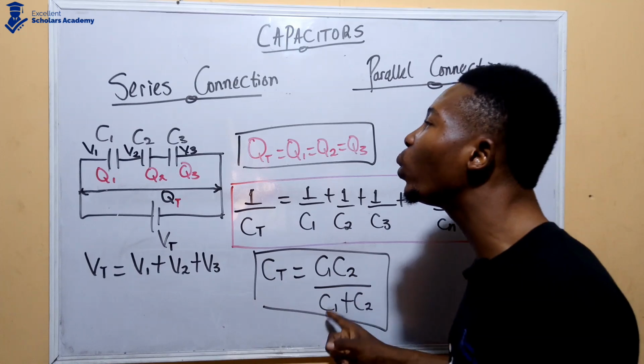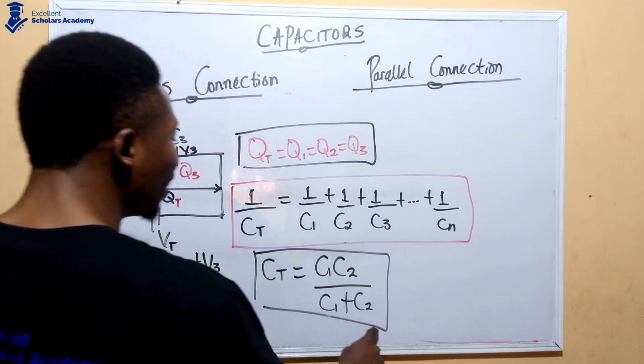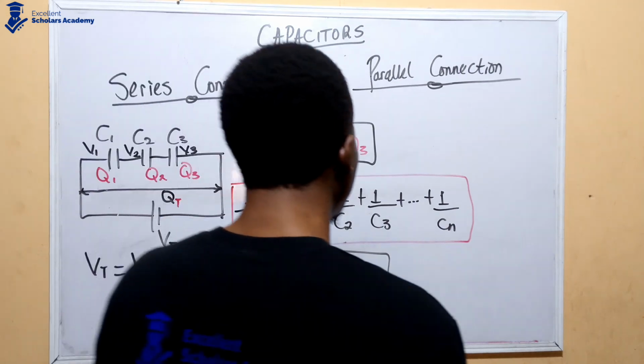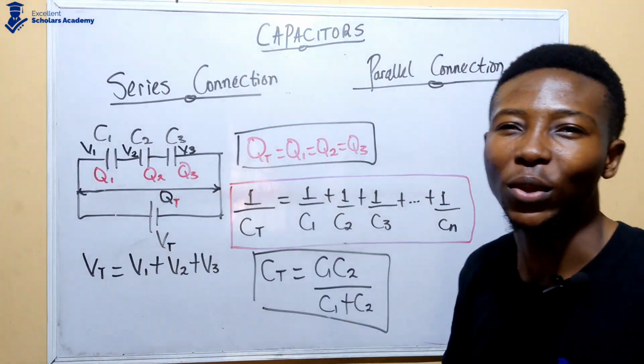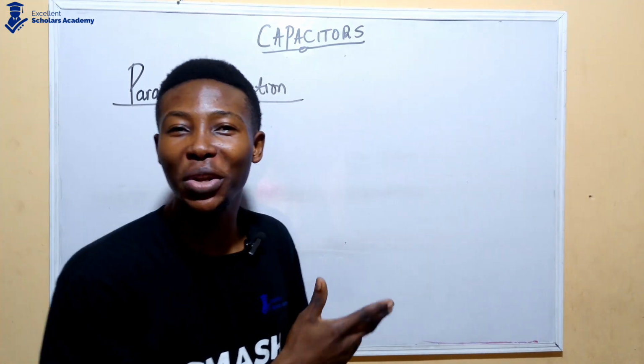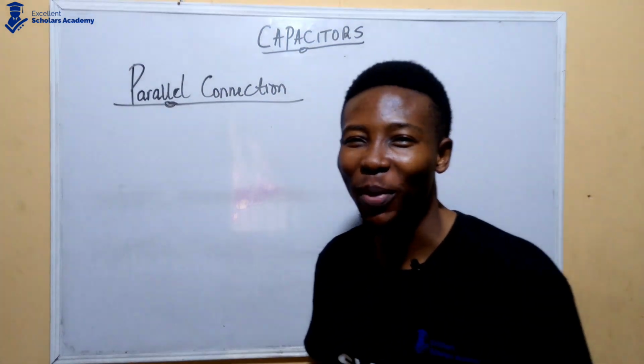Note, this works for only two capacitors. You multiply them divided by adding them. Right? Now, let's move on to parallel connection of capacitors. As you saw earlier, the board was already full, so there was no way I was going to explain parallel connection. But now let's go straight to parallel connection.